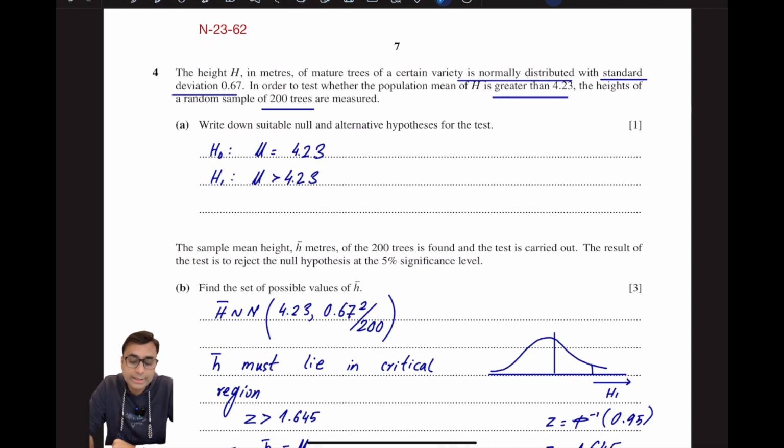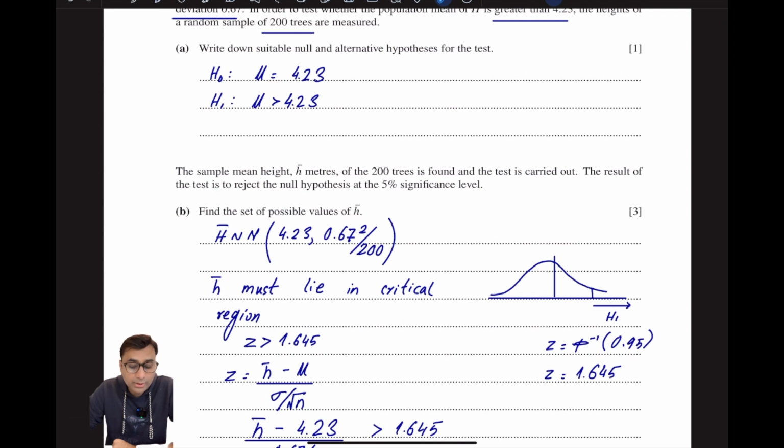It says the height h in meters of mature trees of a certain variety is normally distributed with standard deviation of 0.67. In order to test whether the population mean of h is greater than 4.23, the heights of a random sample of 200 trees are measured. Write down the suitable null and alternate hypothesis for the test. So your H0 is going to be mean is equal to 4.23, and since you're looking for an increase, the H1 is going to be mu is greater than 4.23.